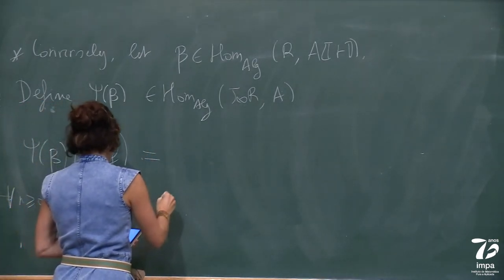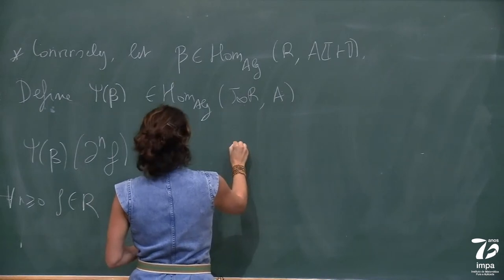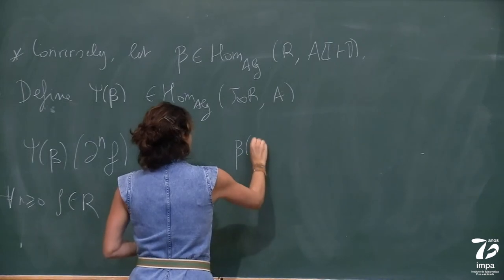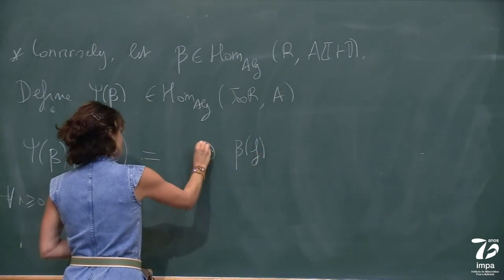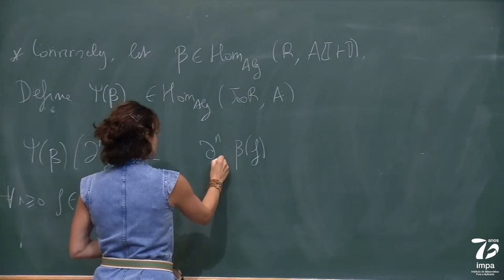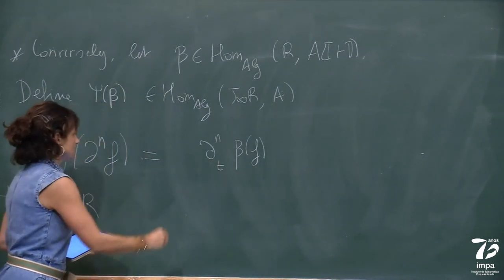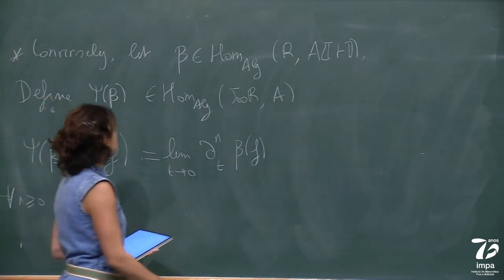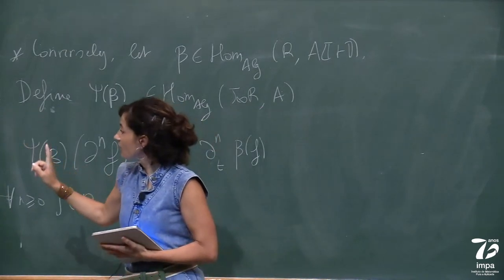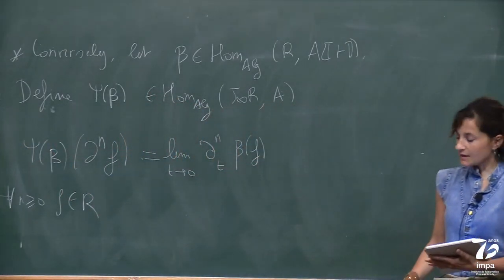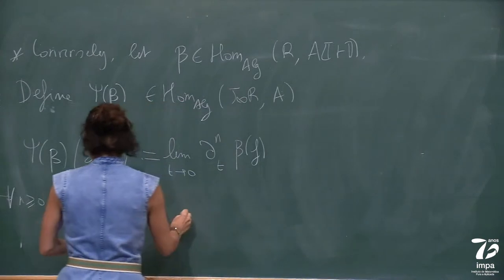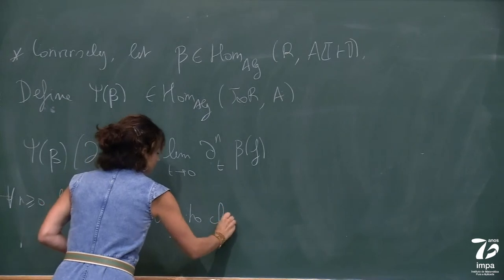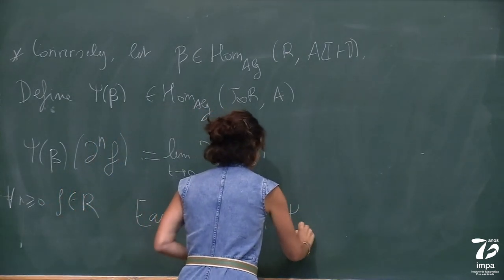And this I take as definition. I have not so much choice. So beta is here. I apply it to F, and now I can differentiate this with respect to T and take the limit at T equal to 0. And then this gives you an element in A. All right? And now it remains to check. I leave it as an exercise, but it is easy to check that they are inverse to each other.